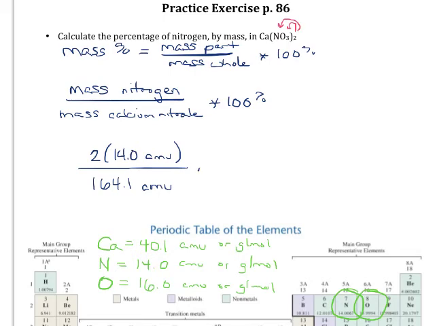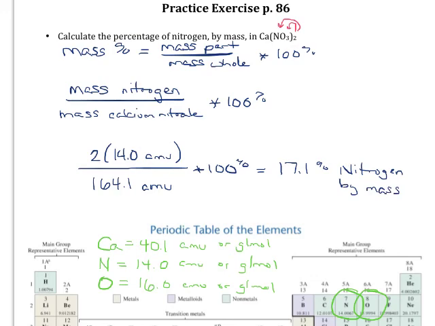We need to multiply this by 100 to make it a percent. And we should get 3 significant figures here. So 17.1% nitrogen by mass.